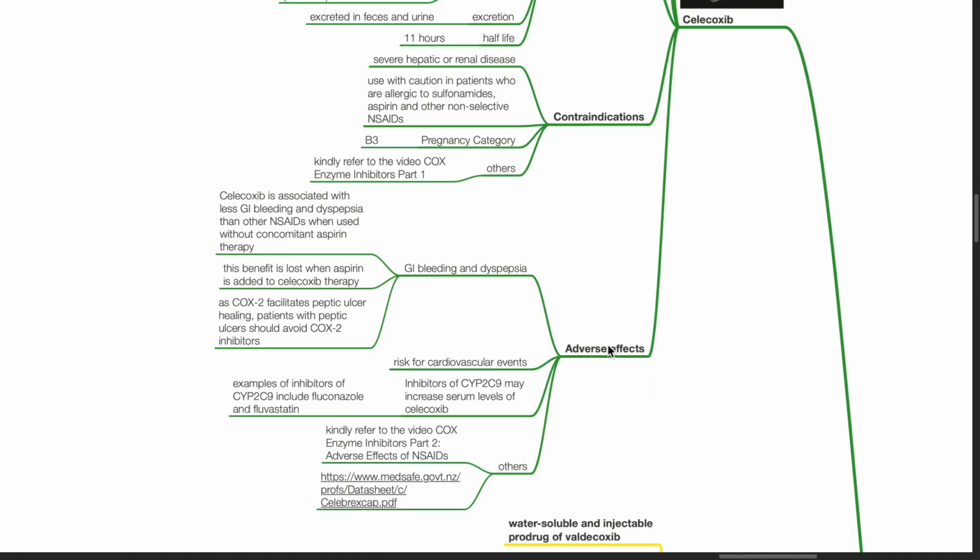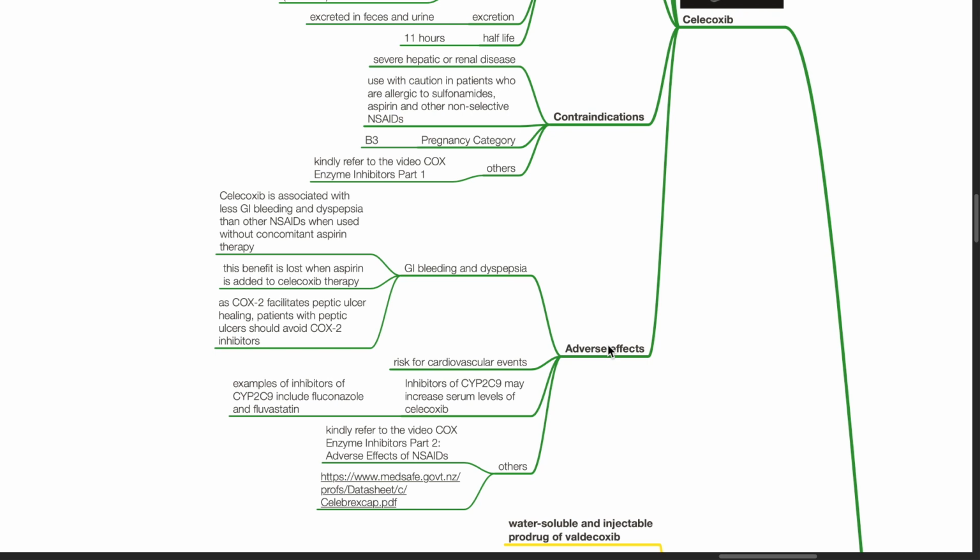Adverse effects of celecoxib. Celecoxib is associated with less GI bleeding and dyspepsia than other NSAIDs when used without concomitant aspirin therapy. This benefit is lost when aspirin is added to celecoxib therapy. As COX-2 facilitates peptic ulcer healing, patients with peptic ulcers should avoid COX-2 inhibitors. Risk for cardiovascular events as mentioned.